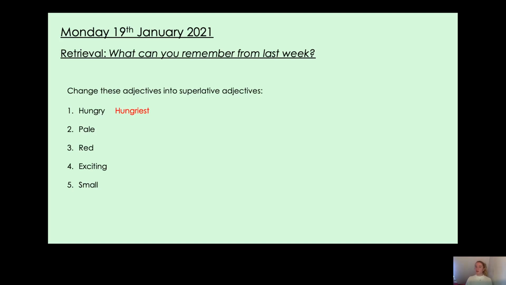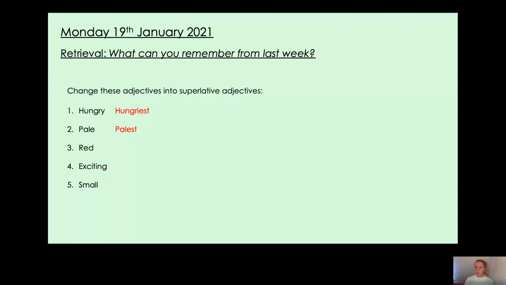Okay, number 2, what do you realise about this word? Yes, that's right, it ends in an E, pale. Now, what did we do to adjectives that ended in an E? Yes, that's right, we got rid of the E, we dropped the E, and then we added the suffix est to get palest.